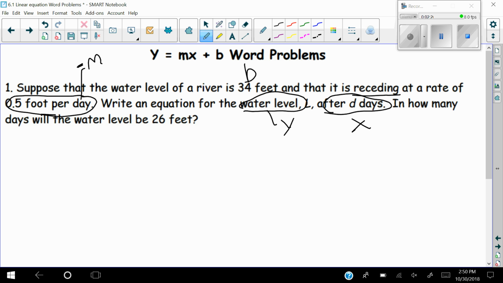So now I'm going to write the equation with that, okay? So that's going to be Y equal mx plus b, but now I'm going to plug in everything I have, okay? My Y is going to be L, water level. My slope is my negative 0.5. My X is going to be D, days. And my y-intercept is where I begin, plus 34.